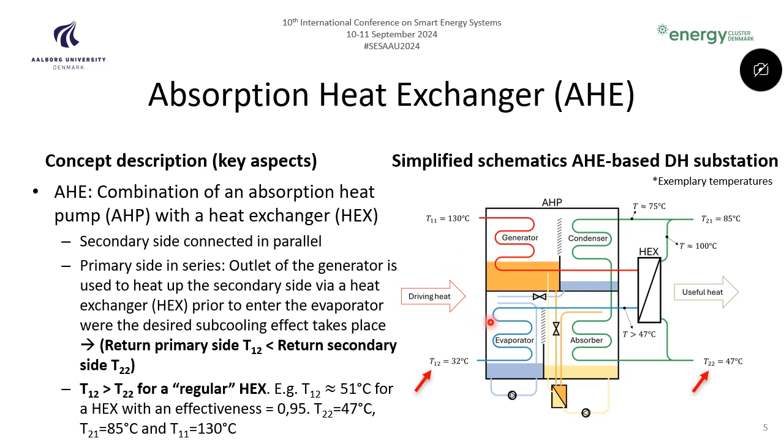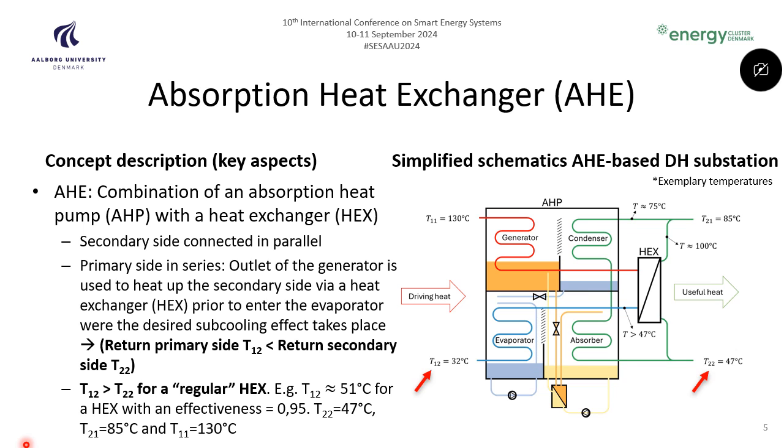At the left side, the high temperature primary line drives the absorption heat pump. First, it passes through the generator and cools down, then moves through the heat exchanger, exiting at a temperature above the secondary return, in this exemplary case 47 degrees. Afterwards it passes through the evaporator, further reducing the temperature, reaching about 32 degrees in this case.